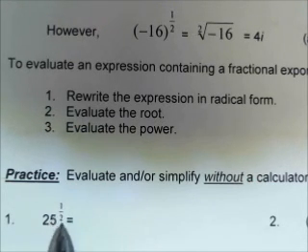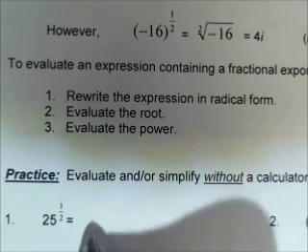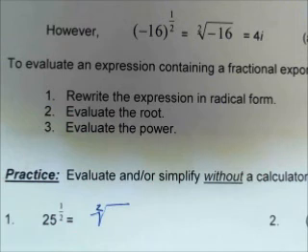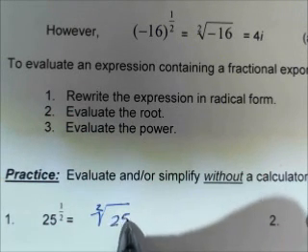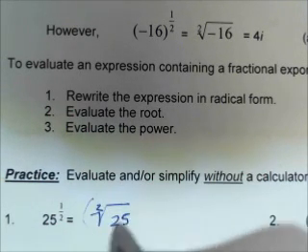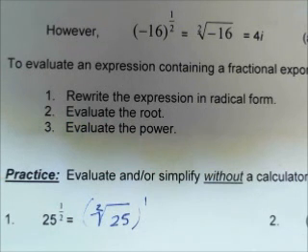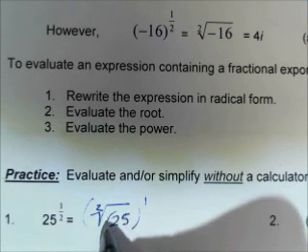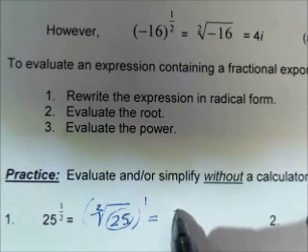Well, again, the denominator is the root. So this is going to be the square root, and we need not write the 2. It would be the square root of 25 raised to the first power. Again, it's not necessary that we write the power 1. What is the square root of 25? Well, we know that is a perfect square. Its square root is 5.